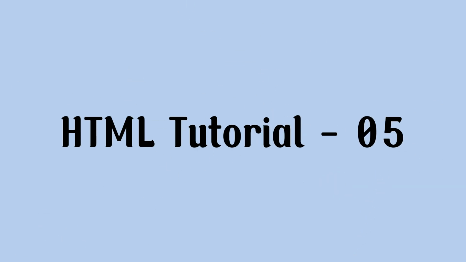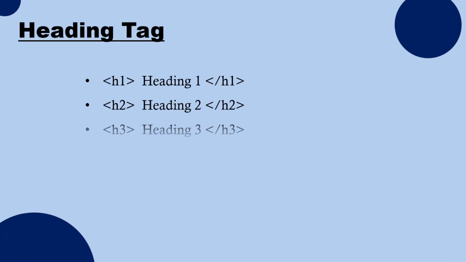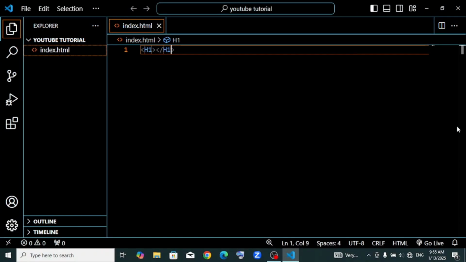In this video, we are going to discuss a few HTML tags. The first tag we are going to look at is the heading tags. There are 6 types of heading tags, H1 to H6. Now I've typed them in capital letters and then converted them to lowercase.